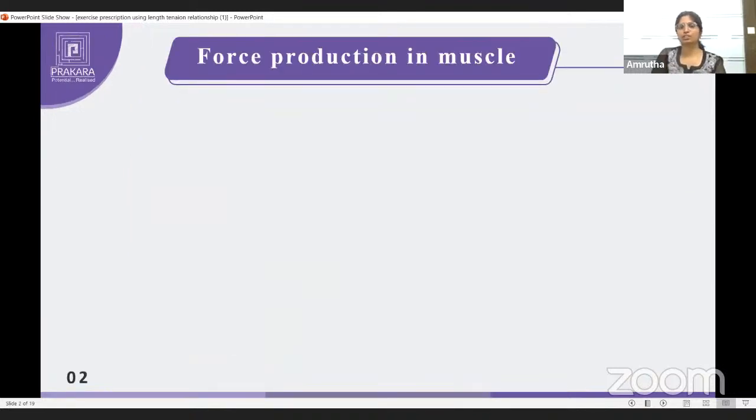First is force production in the muscle. Whenever a patient comes to you, or you are prescribing some exercise to any athlete or any beneficiary person, first comes force production. So what is force? Any pull or push on an object is considered as force. Now, my muscle, for example, biceps: it starts from the shoulder and ends on the elbow, roughly speaking about the origin and insertion.